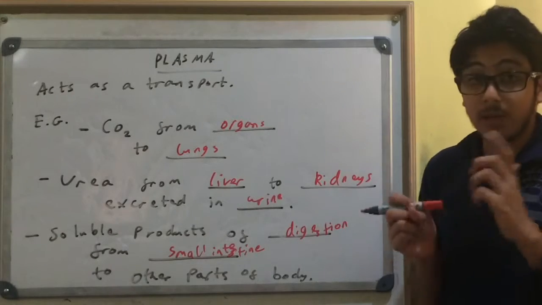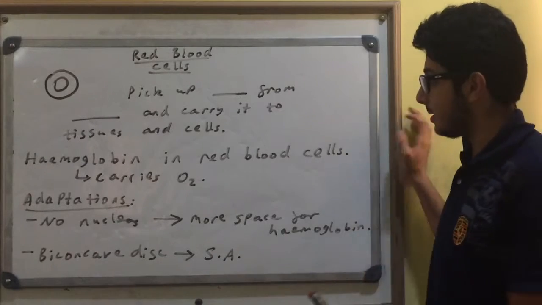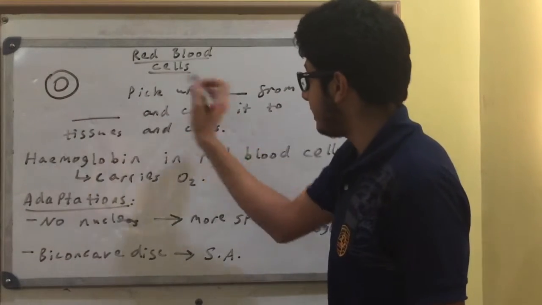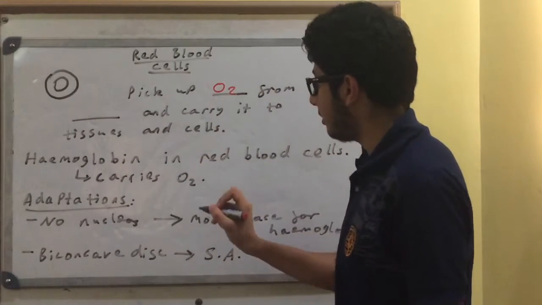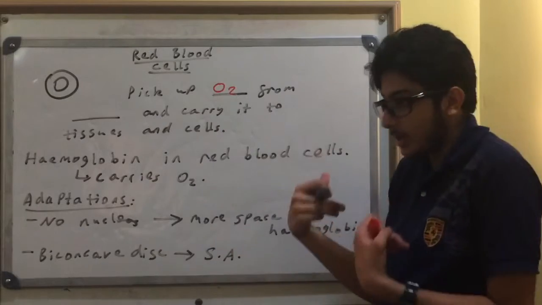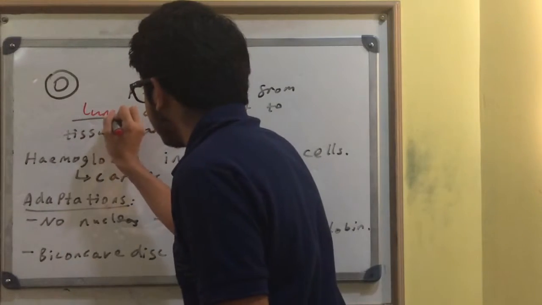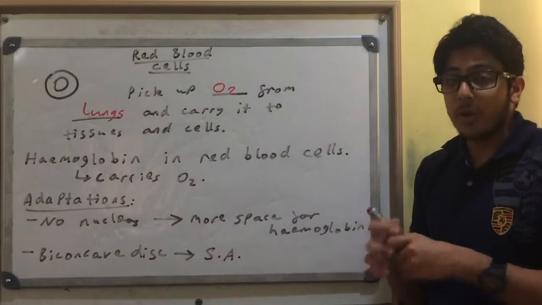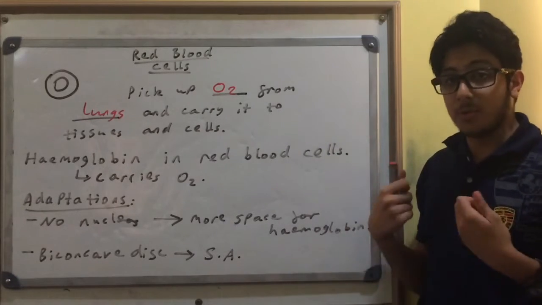Now we're going to look at red blood cells. Your red blood cells, this is a red blood cell here. It looks like that. And it picks up oxygen from where it is breathed in, the lungs, and carries it to the tissues and cells of your body where they can use it for aerobic respiration.